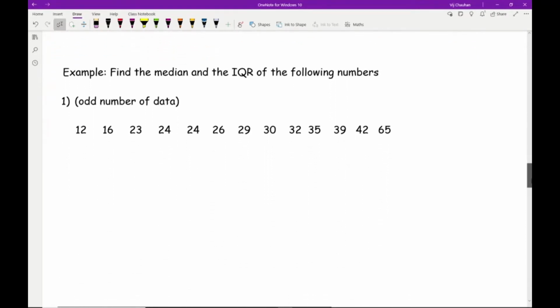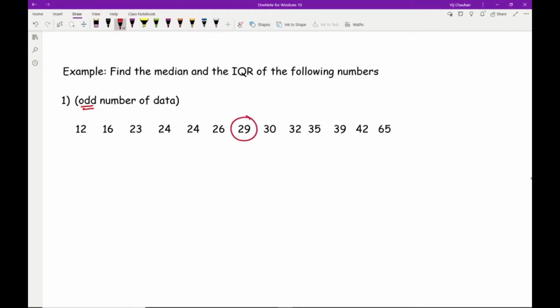So in this first example we have a set of numbers and they've nicely been ordered for us already. The key thing to note is that we have an odd number of data. Usually when you have a list of numbers, you're either going to have an odd number or an even number, and the method is slightly different for each. So the first thing we're going to look at is the odd number. Here I've got 13 numbers, so I can see straight away that 29 is the middle number and that represents the median.